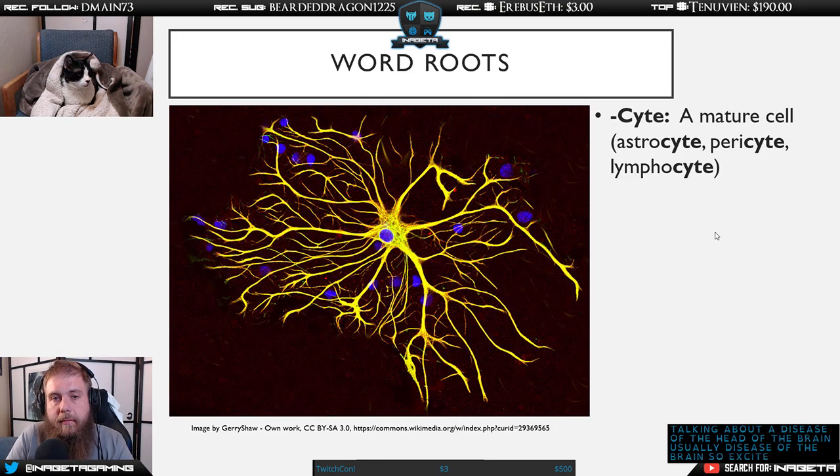So sight is a word root you'll see a lot. It just refers to a mature cell. So an astrocyte is a type of glial cell we've talked about, one of the main ones that makes up the blood-brain barrier. When we talked about the blood-brain barrier, we also talked about these ones, the pericytes.